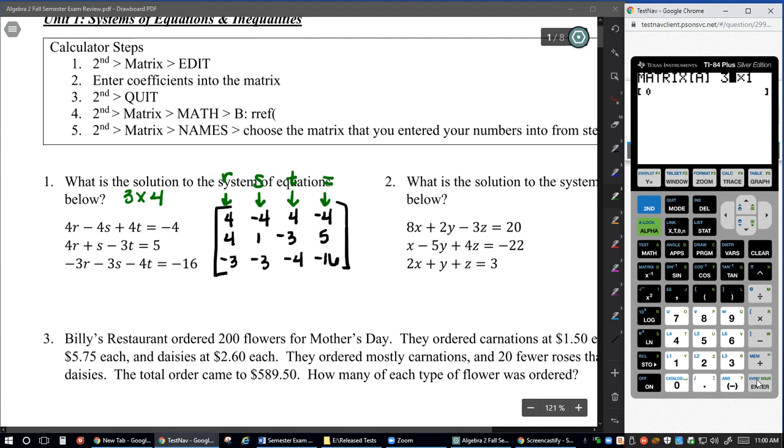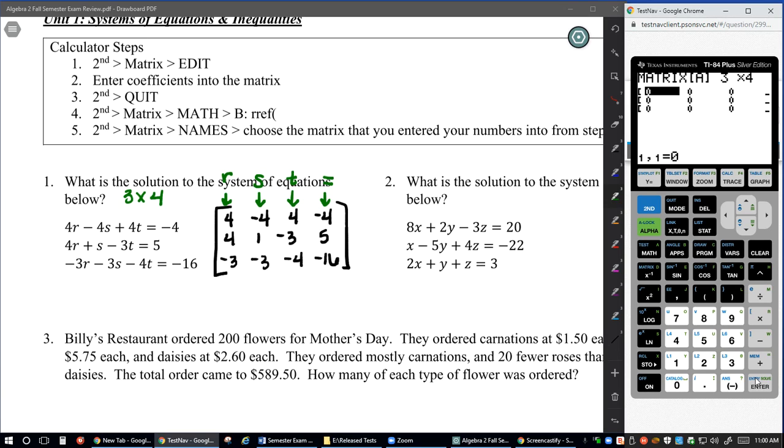So we're going to put 3, enter, 4, enter, and then now we're going to place all of our numbers into this matrix. So 4, and pressing enter after each number will move your cursor to the right. And then once you run out of space on the first row, it automatically puts you on the second row. So 4, 1, -3, 5. And -3, -3, -4, and -16. Enter. Once you have all of your numbers, you're going to do second quit.